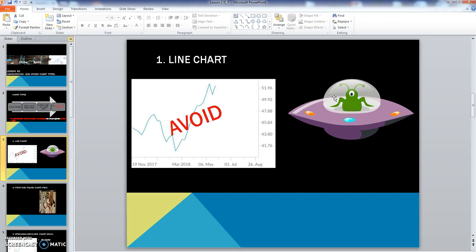And of course, you might be wondering why there's a picture of an alien here in a UFO. It's there because if this were to be assigned a language, it would be some sort of alien language that no one on Earth is able to interpret.